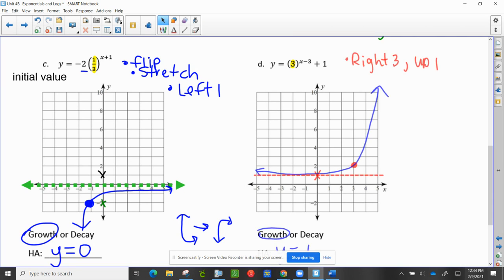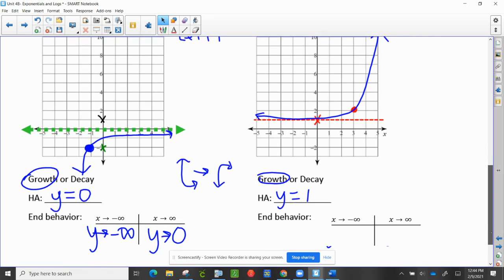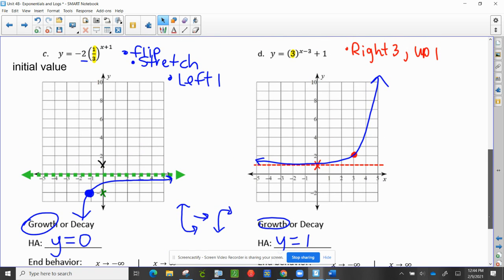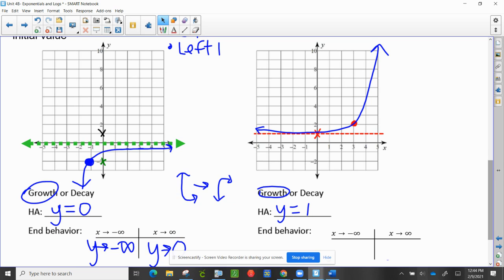Okay, if you did everything correctly, here's what I have. So again, normally the graph starts at 0, 1, but I shifted my point right 3 and up 1. So that also moved my asymptote up 1. So my asymptote should be at positive 1. 3 is bigger than 1, so there should be exponential growth. So it starts low, passes through your point, and then increases.